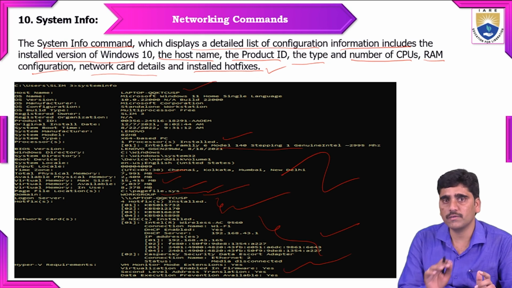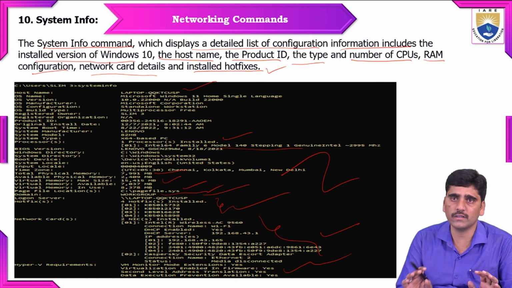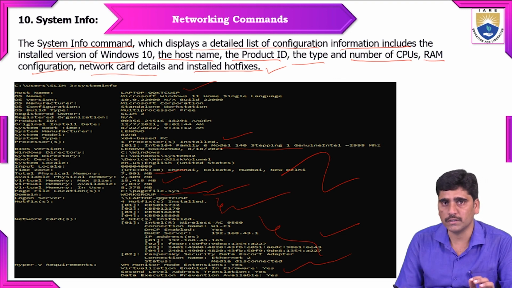And last, the systeminfo command displays all the information about the system. It displays a detailed list of configuration information, including the installed version of Windows, host name and product ID, type and number of CPUs, RAM configuration, network card details, and installed hotfixes, and everything. It displays all the system information.